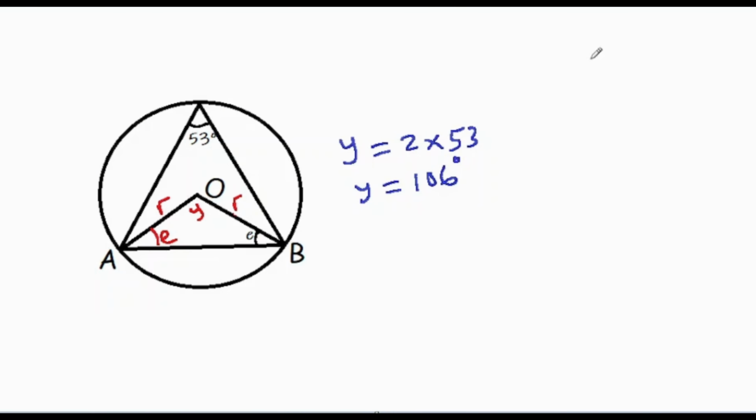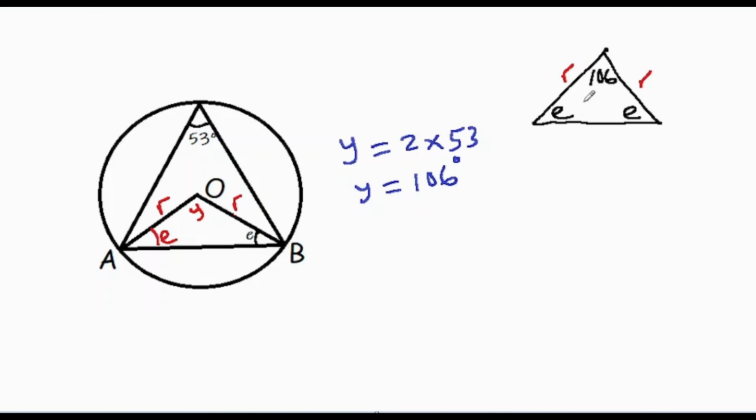So now we have a triangle. We can redraw this now. We can have it this way. This is our E, this is our E, and this is 106. So remember that this is an R, this is an R.